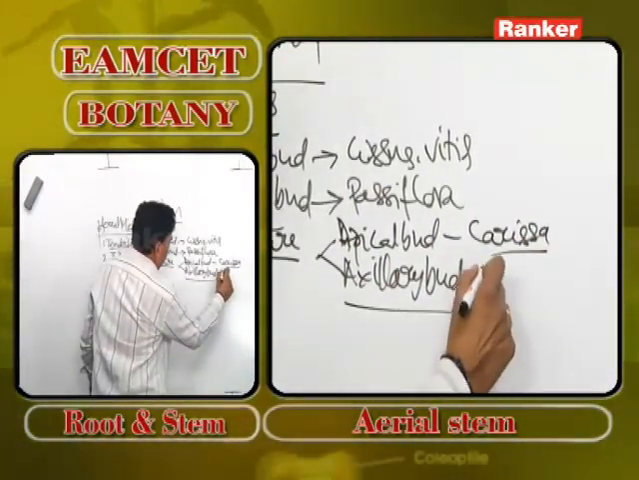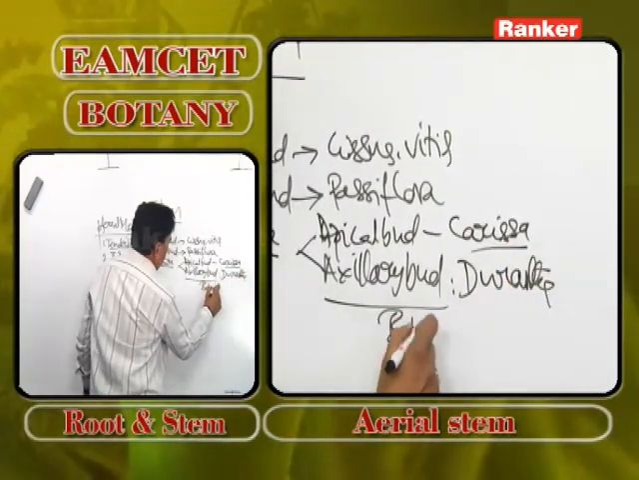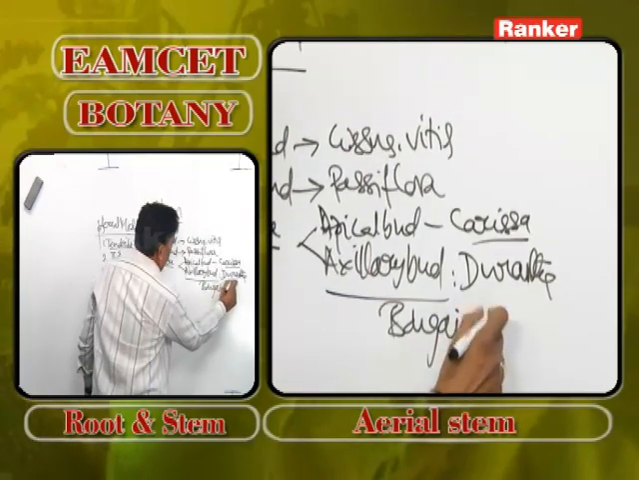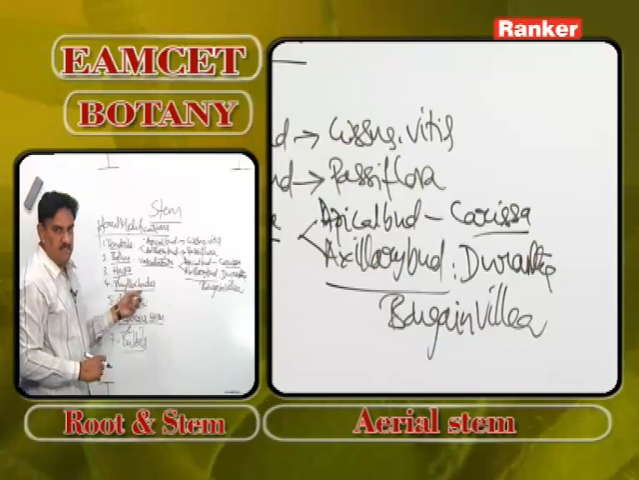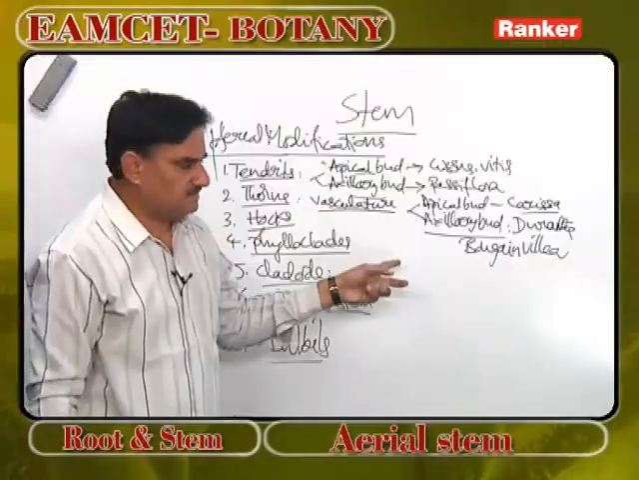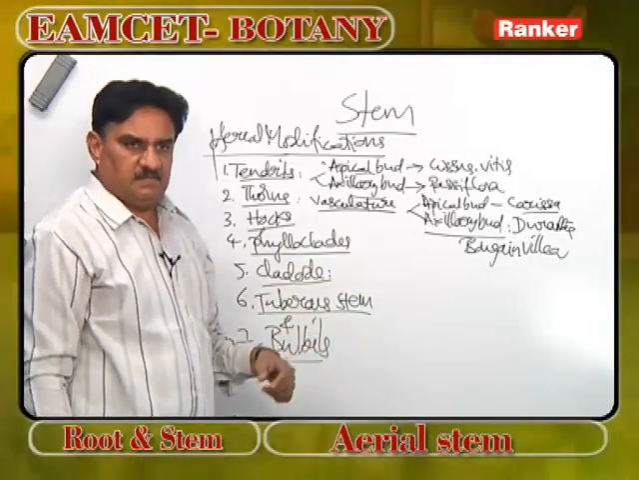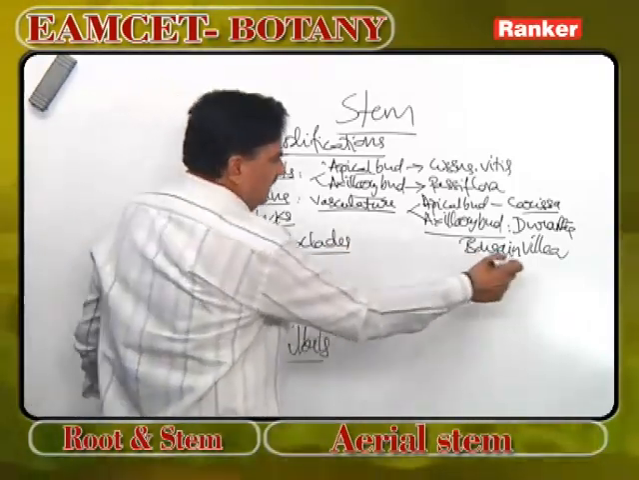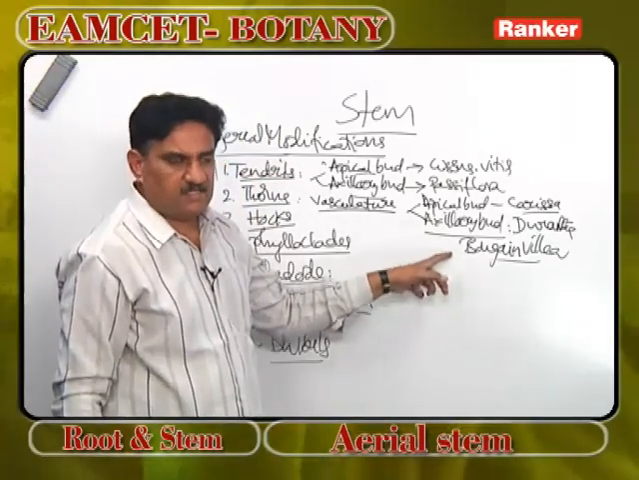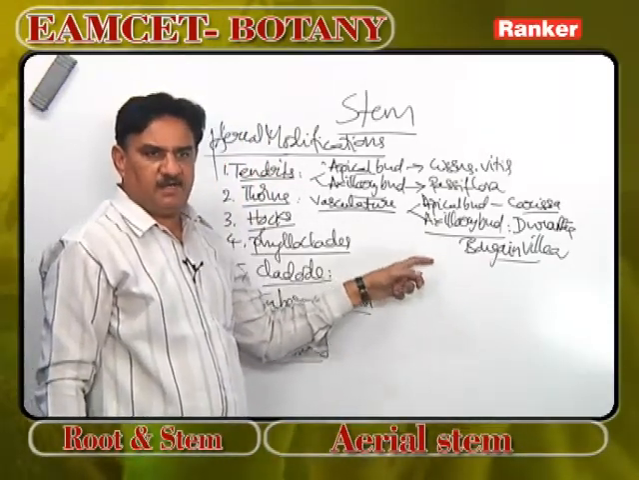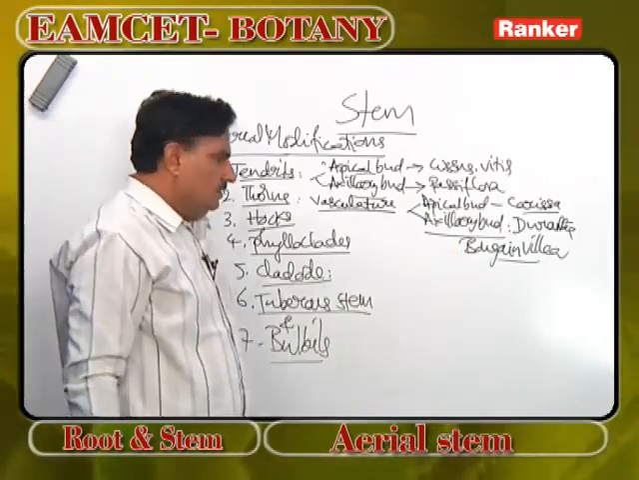Axillary bud becomes thorns in Duranta and Bougainvillea. The speciality of Duranta is that thorns bear leaves and flowers. The special bit of Bougainvillea is that axillary buds are modified into thorns, but the thorns are slightly curved, hook-like thorns.